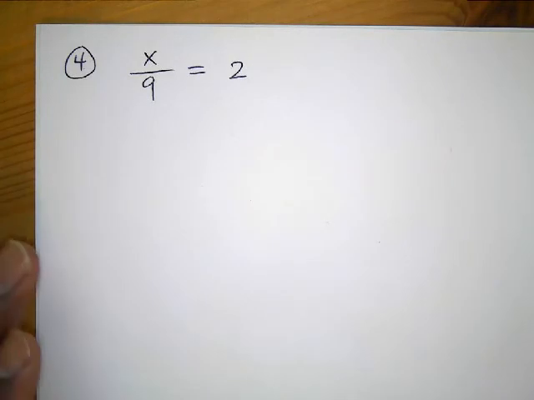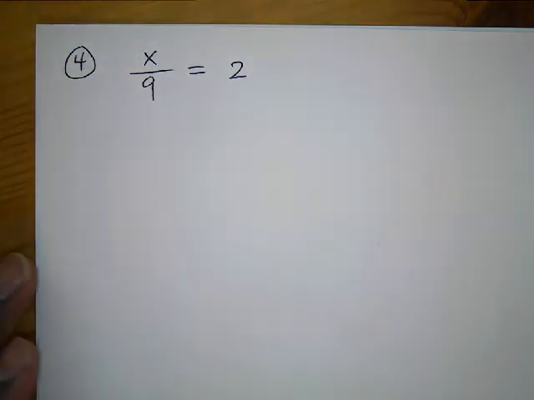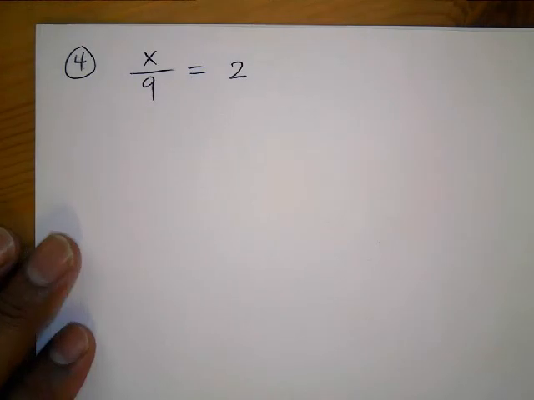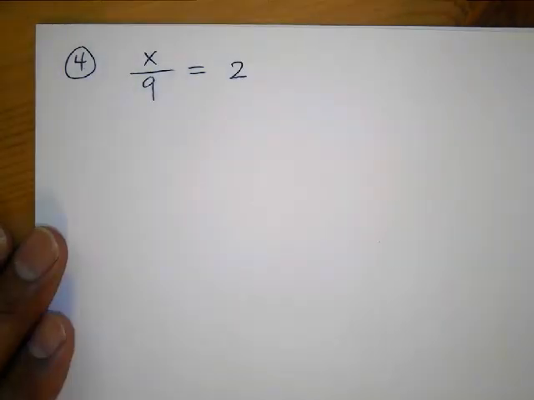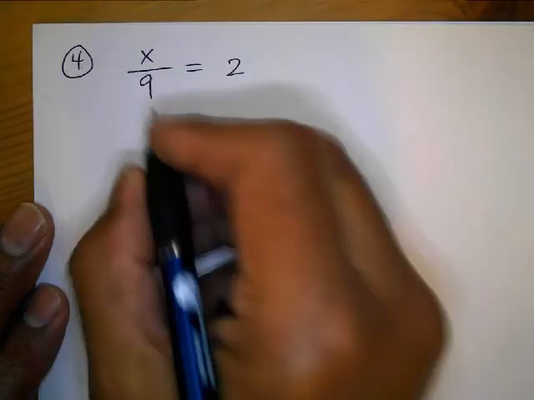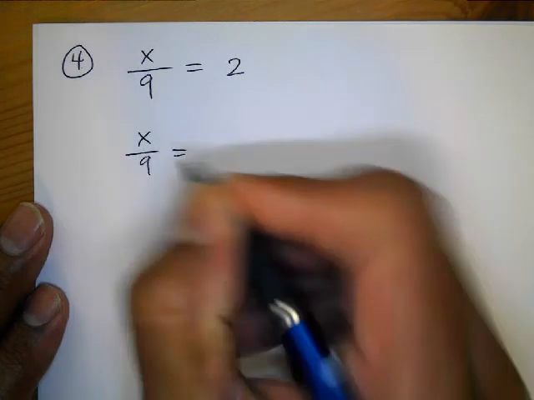All right, you're going to be seeing something a little more like this. Check this out. It's not going to look like a proportion, but it is. What if I have x over 9 is equal to 2? That does not look like a proportion, right? You need a fraction equal to another fraction. This is like a fraction equal to a whole number. But that's okay. We can write this as a fraction. Any whole number you can write as a fraction.